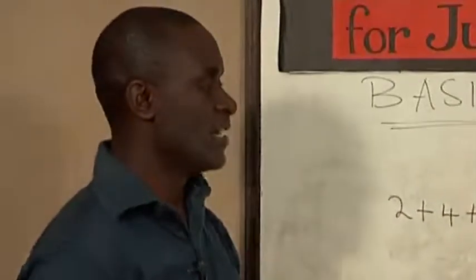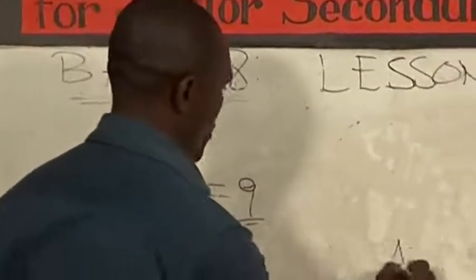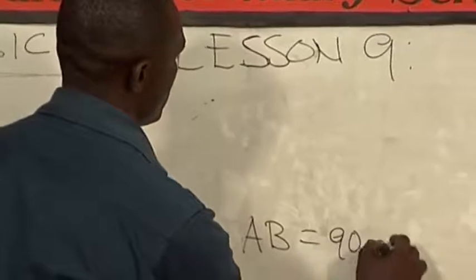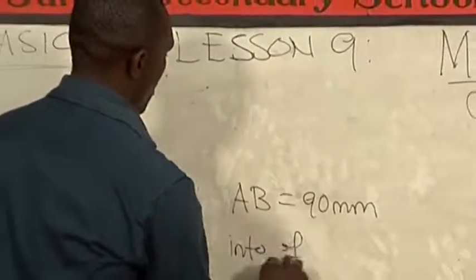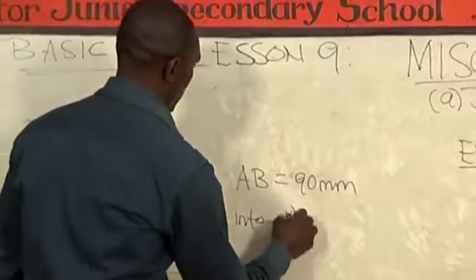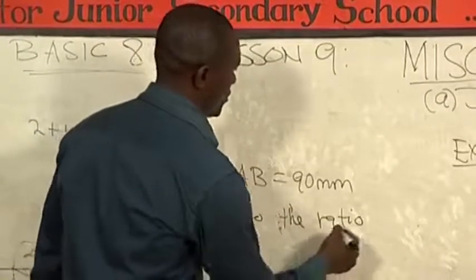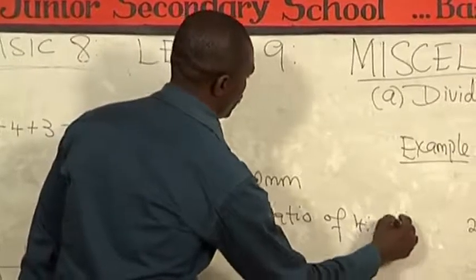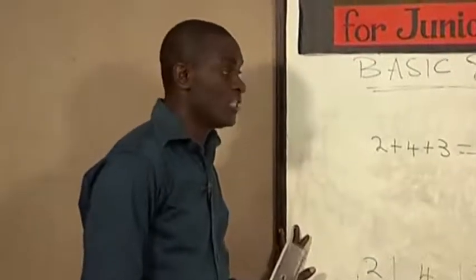Fine. Now let me give you an assignment. Divide the line AB for me, AB equal to 90 mm, into the ratio of, let's say, 4:6:2. When you are through with it, take it to school, show it to your basic technology teacher, and see what it gives to you.